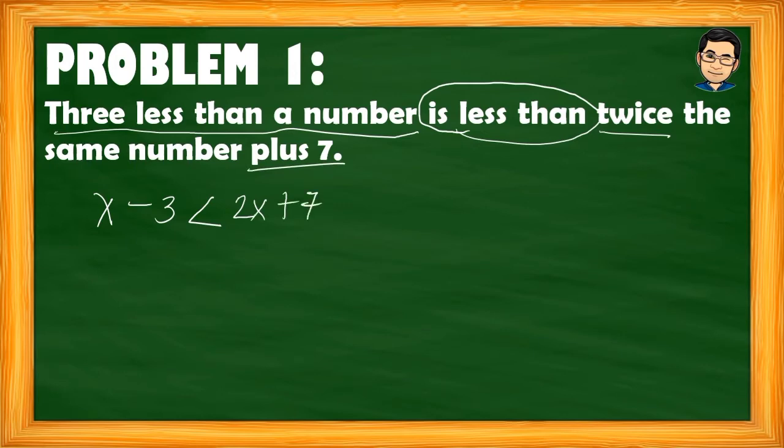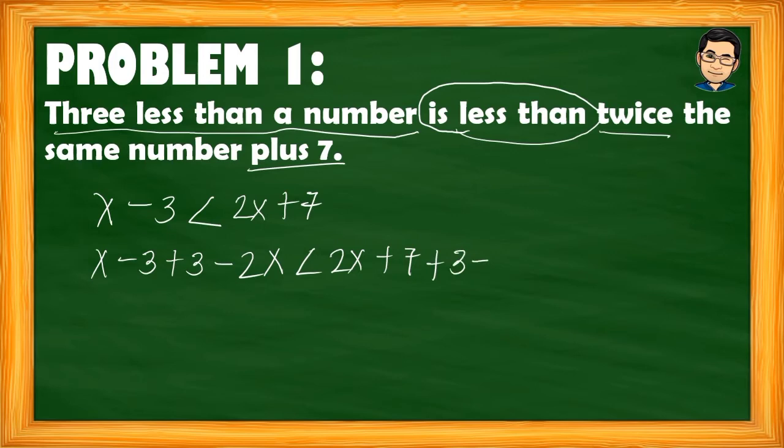Now, let's swap the positions of negative 3 and 2x, or apply the addition property of inequality. So x minus 3, we will add 3 and subtract 2x, then less than 2x plus 7, we will add 3 and subtract 2x. So it becomes negative x, since x minus 2x, and 2x minus 2x cancel. So it's less than 7 plus 3, that is 10.